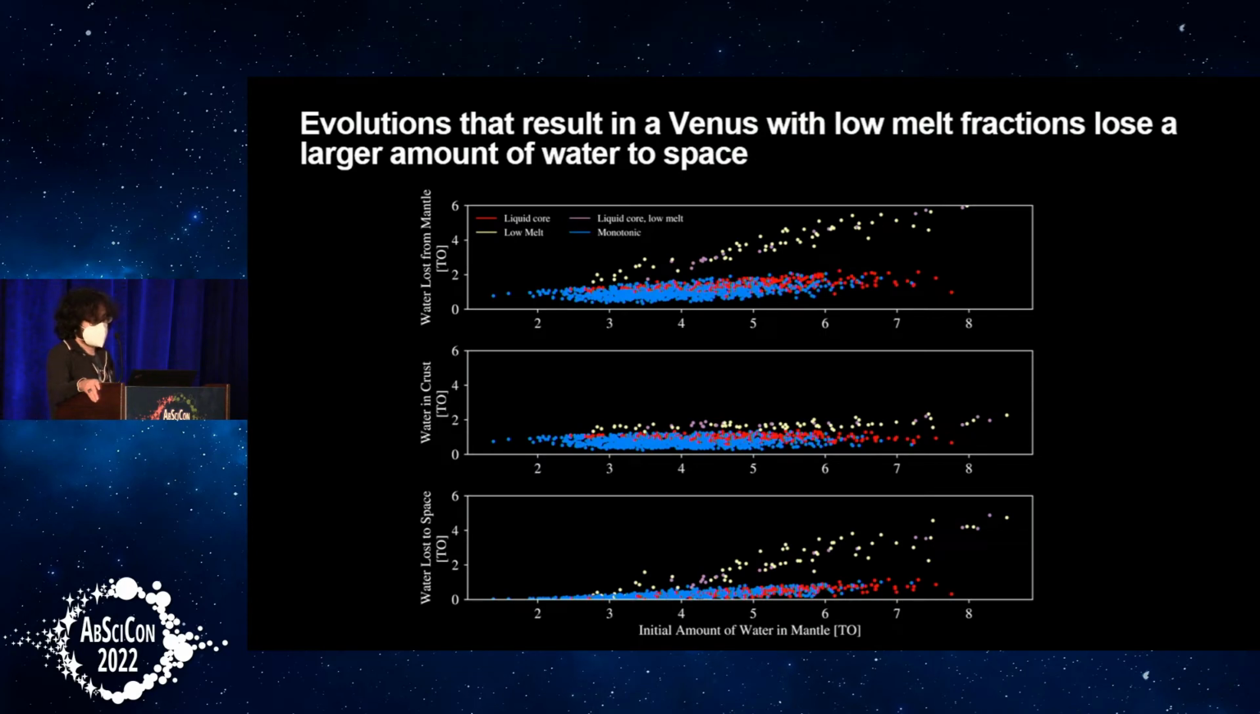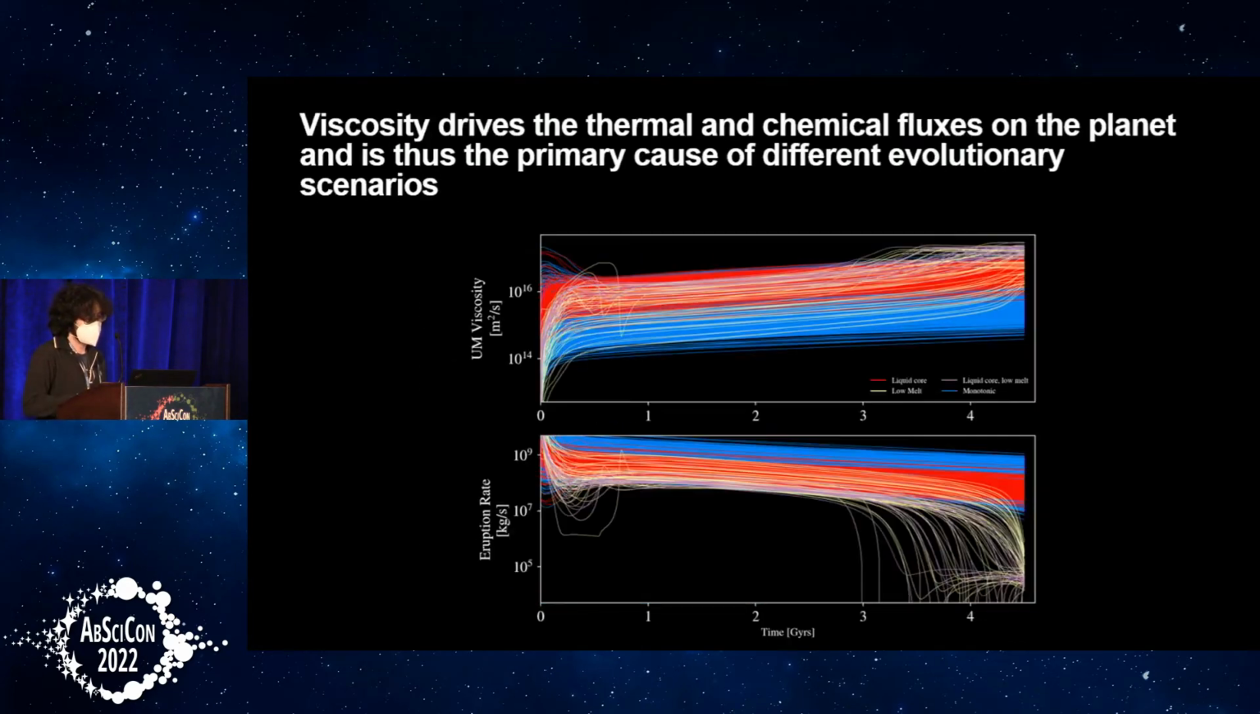Lastly, I want to say that the evolutions that result in a Venus with low melt fractions lose a larger amount of water to space. So on this top panel, we can see how much water is lost from the mantle for each individual simulation. In the bottom 2 panels, we can see where that water goes. You can see that these simulations that end in a low melt fraction actually lose much more water to space than basically all the other simulations. That's interesting. We might be able to predict some sort of observational discriminant from, for example, the D/H ratio in Venus's atmosphere.